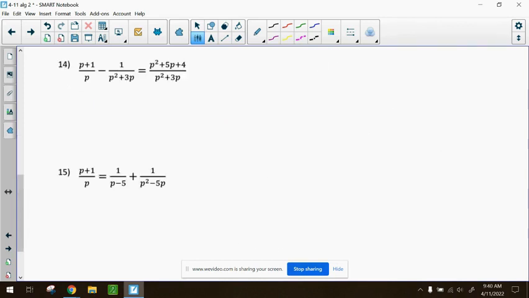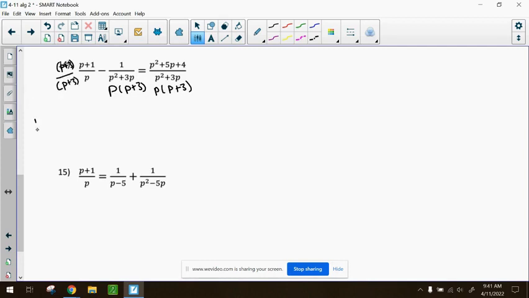In number 14, again, we have some stuff to factor in the denominator to see what terms we need to multiply each fraction by to get a common denominator. For this middle fraction and the last one, we can factor out a p. Left over is p plus 3. So they all have a single p in common. This one, however, is missing the p plus 3.